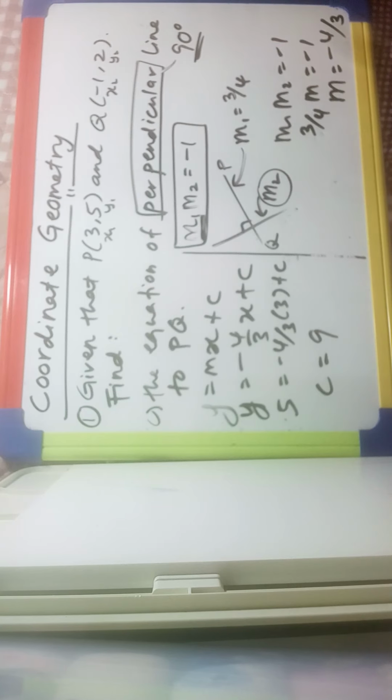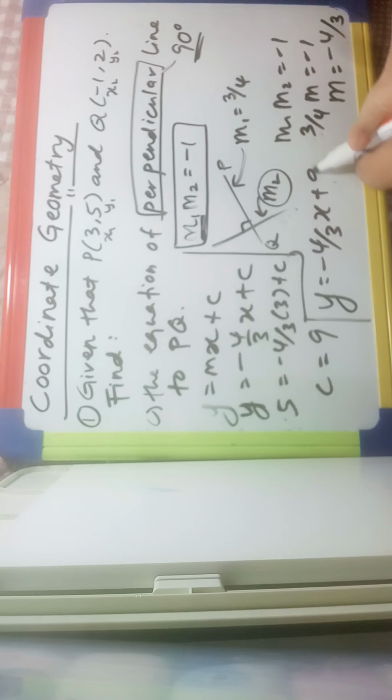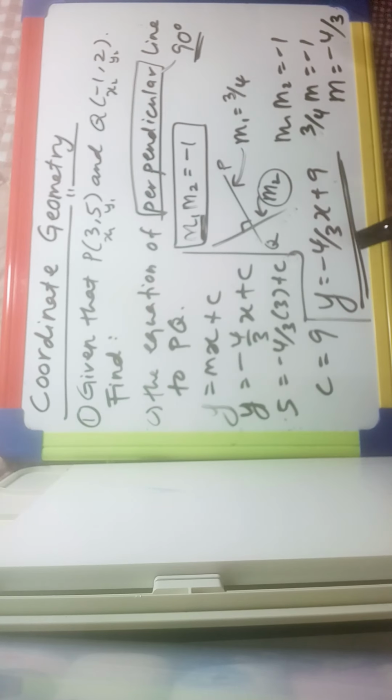So when your c is equal to 9, what is the final answer then? Our final answer, I will write over here, y is equal to negative 4 over 3x plus 9. So this is the equation of the perpendicular to the line PQ. Y equals negative 4 over 3x plus 9. Okay, clear? Remember, find the gradient first. Use this formula.